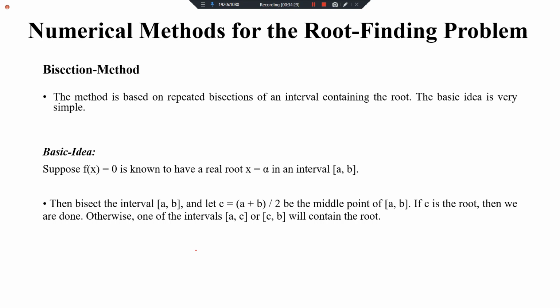Then the middle point of a and b is c, and if c is the root, then f(c) is 0, no? Otherwise, we have to continue this. That means the root may be in between a and c or c and b. Let's see this with a graphical example. I think you didn't get that. Is that clear? Or I will explain it with the graph.